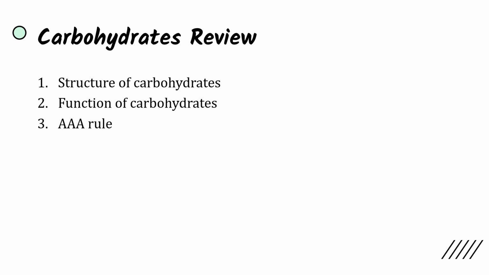So, carbohydrates review. If you didn't get all the fine points of carbohydrate structure, such as isomers and the alpha and beta glucose, that's okay. Main idea: monosaccharides, which are the monomers of carbohydrates, make up carbohydrates, which are polymers, and these carbohydrates have a function of storing short-term energy and providing structural support. And of course, you have to know your AAA rule, appearance affects activity.